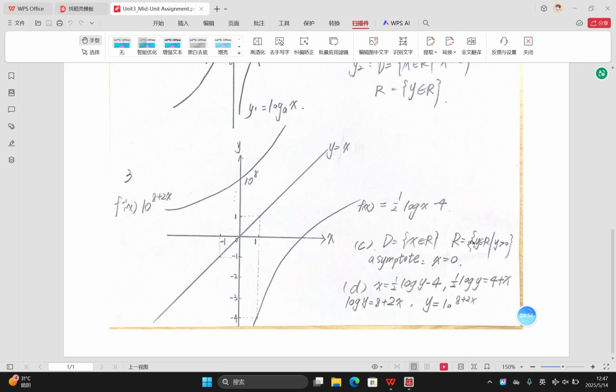Step 2. Solve for y. Add 4 to both sides. x plus 4 equals a half log base 10 of y. Multiply both sides by 2. 2x plus 4 equals log base 10 of y. Convert from logarithmic form to exponential form.